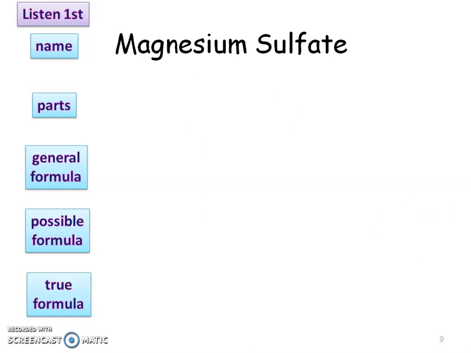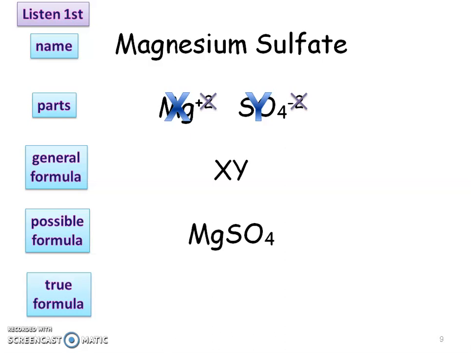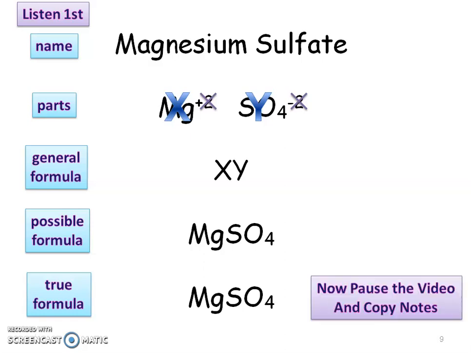Okay, so can you pause the video and find magnesium? Because you should already know what sulfate is from the last one. So hopefully you found magnesium in group 2 has a +2 charge. Sulfate we already know. All right, what's that general formula going to be? Well, my x component and my y component, knowing my charge numbers are the same, we're going to cross them out. So I'm just going to have an x and a y. Now, again, put in what x and y represented. In this case, MgSO4. And again, the true formula is going to be the same as the possible formula. All right, pause and write that in.